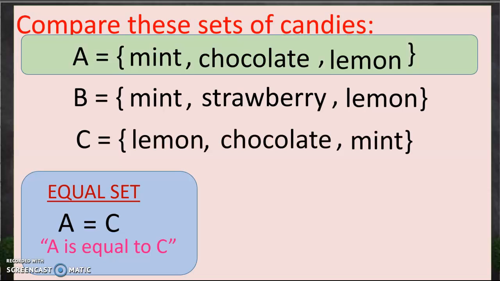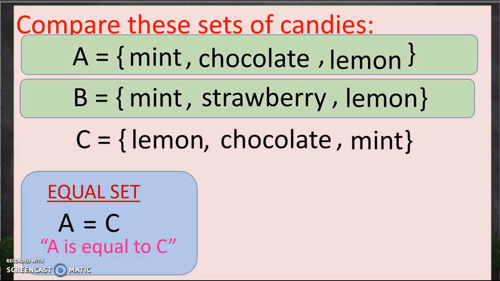So, take a look at set A and set B. Look at their elements. Set A is different from set B because of these elements. Set A has chocolate, while set B has strawberry. But they have the same number of elements. Mint, chocolate, lemon. So, 1, 2, 3. Three elements for set A, and we also have three elements for set B.